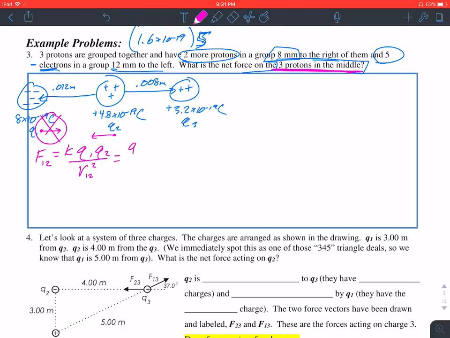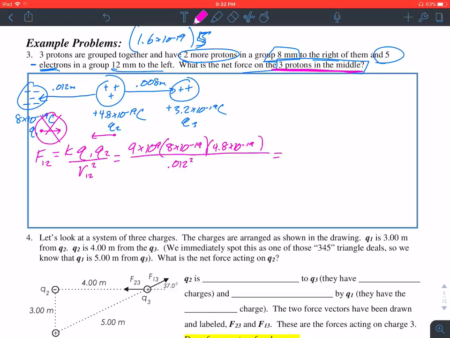So we put in our values. 9 times 10 to the 9th is our constant. Our Q1 value, we said, was 8 times 10 to the negative 19th. We're putting in the absolute value, not the negative. Our Q2 is 4.8 times 10 to the negative 19th, because it's made up of those 3 protons. We divide it by the distance between them in meters, 0.012, and we make sure we square that value.